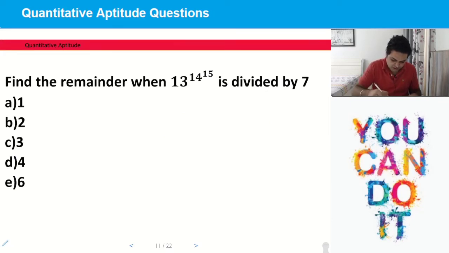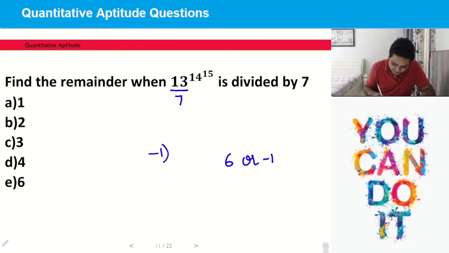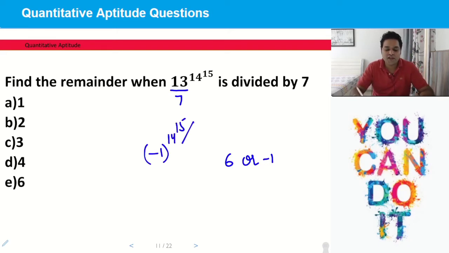Next question is, find the remainder when 13 raised to 14 raised to 15 is divided by 7. So just focus on this 13. If you divide this 13 by 7, you get remainder as 6 or minus 1. So we can rewrite this thing as minus 1 raised to 14 raised to 15. Now what is 14 raised to 15? It is an even number. So this thing will give us 1 by 7. So the final answer is 1.